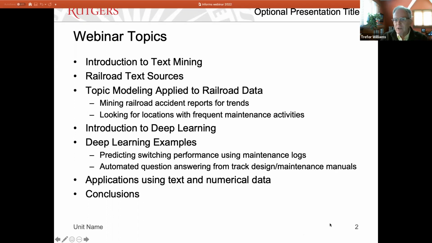And then also something that's really fascinating is that now there's a new type of deep learning network called transformer networks, where you could even do things like question answering from manuals and things like that. It's really interesting. Even, as we'll say, Elon Musk is in on that. We'll also talk about how you could combine both text and numerical data. And I'll just give you at the end some ideas about future work.